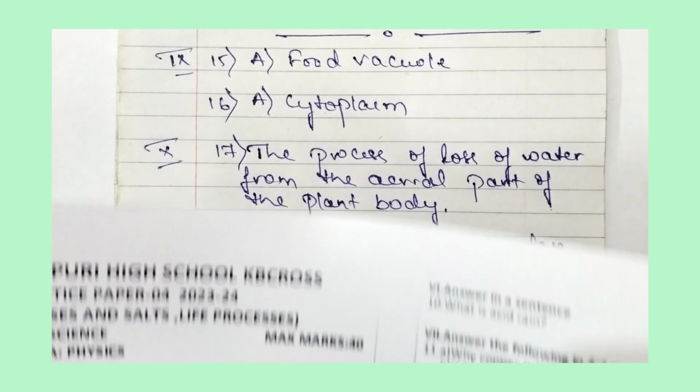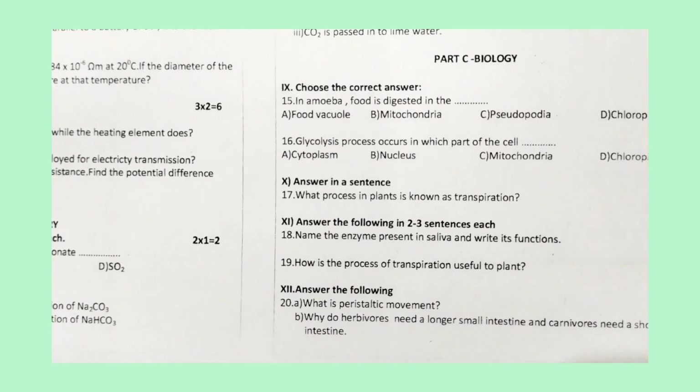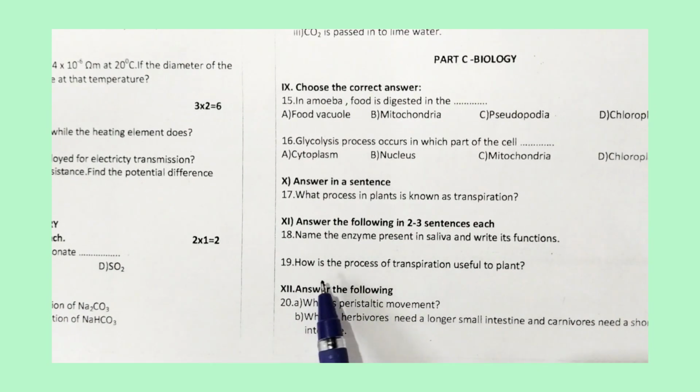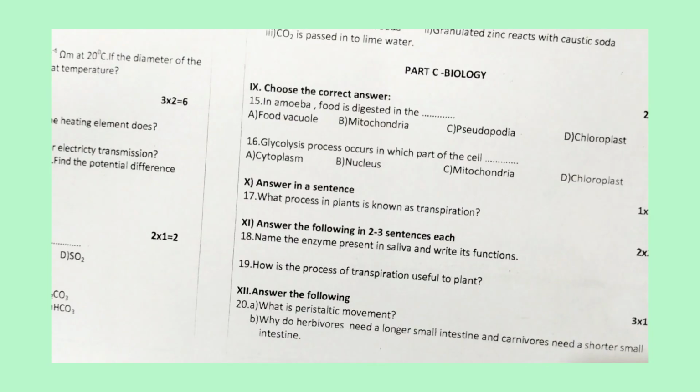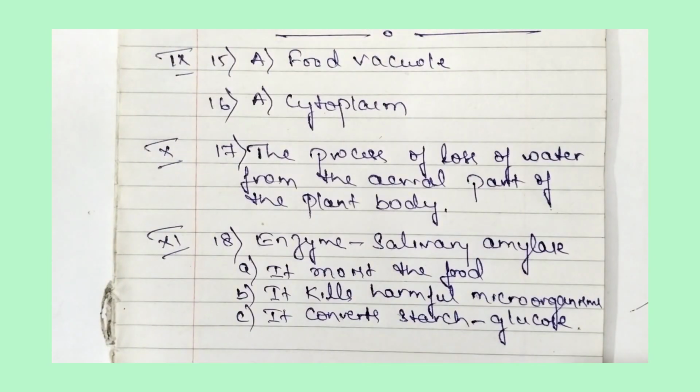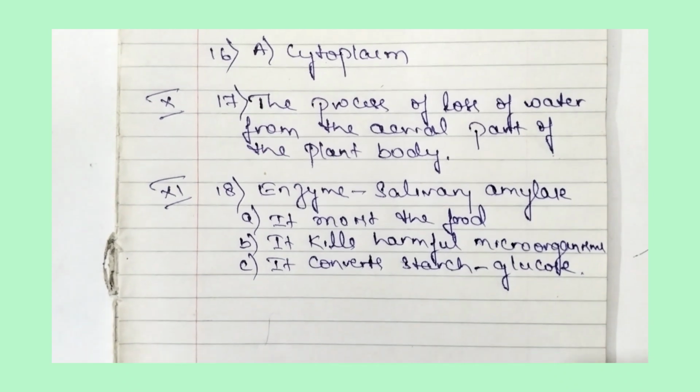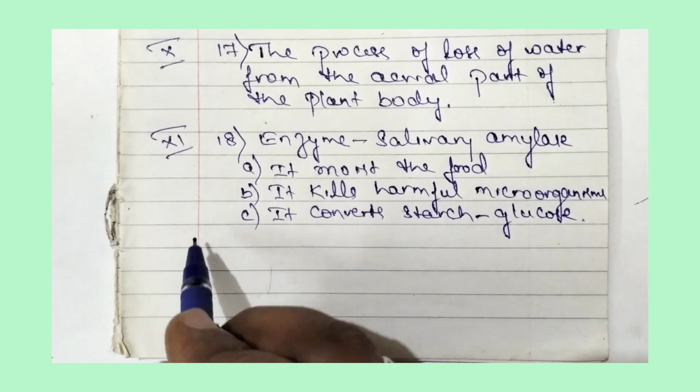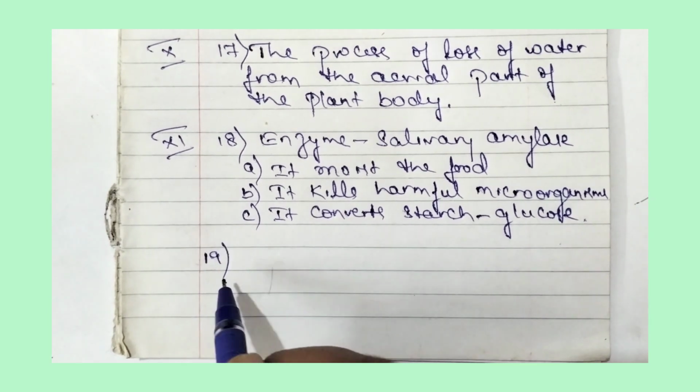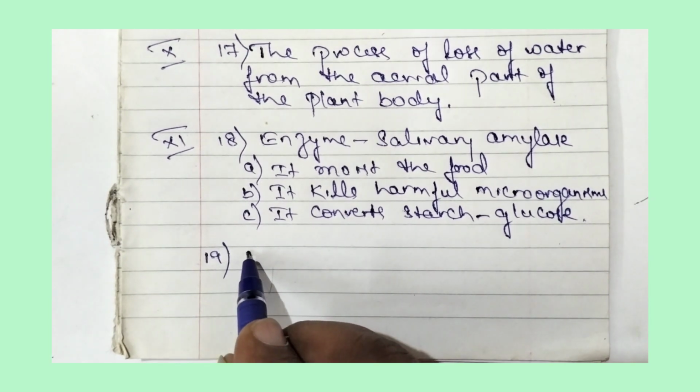Now let us move to the next question, that is question number 19. How is the process of transpiration useful to the plant? Let us answer this question now. The meaning of this question is that transpiration is a necessary evil.